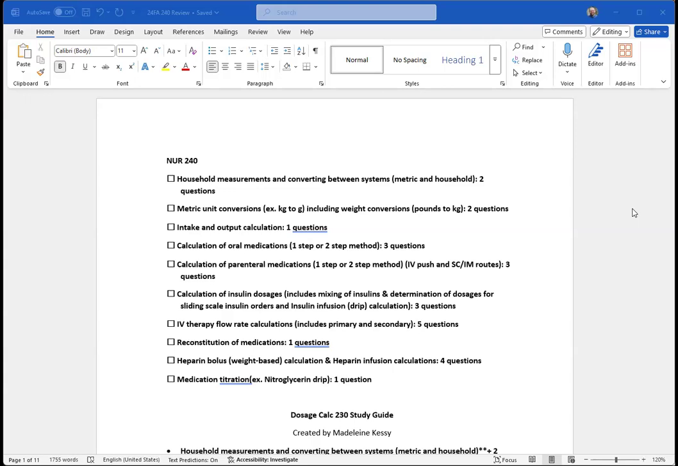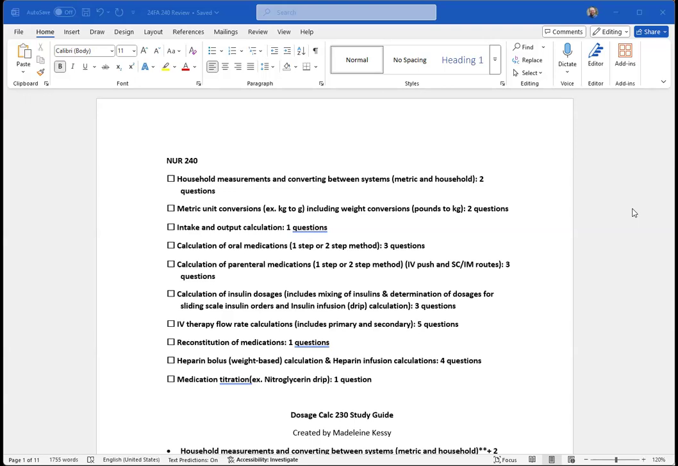You've been doing these oral based medication one and two step methods now for several semesters. You know that parenteral just means that it's going to be a milliliter, so you're either going to be doing an IV push, SC or IM. You know how to do the insulin questions. That's just basically can you either convert units per hour to milliliters per hour or milliliters per hour to units per hour, or can you read a sliding scale? I know you know how to do that.